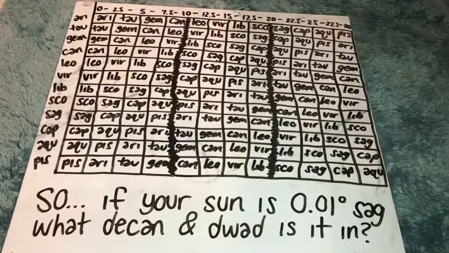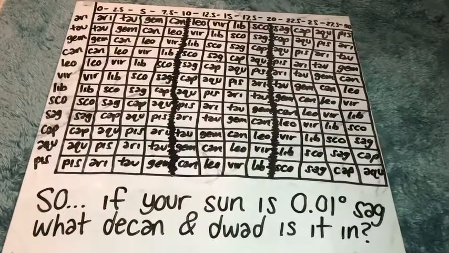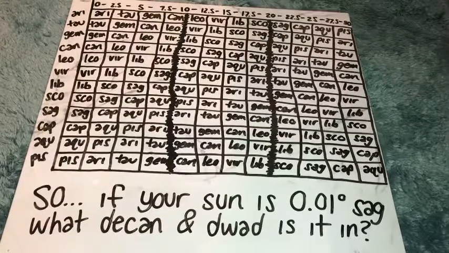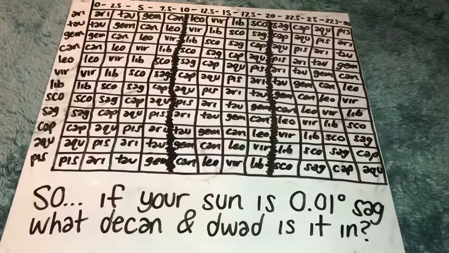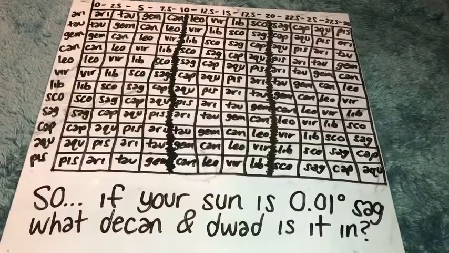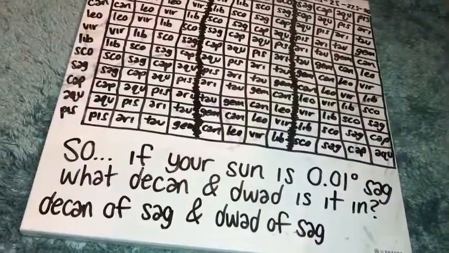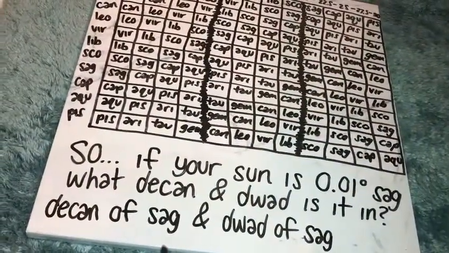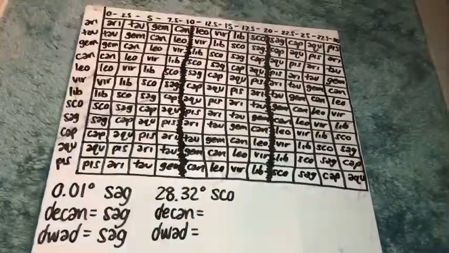Now it's time to do some practice to make sure you guys have this down pat. So my sun sign is actually 0.01 degrees Sagittarius using Western astrology. So what decan and dwad is it in? If you said the decan of Sagittarius and the dwad of Sagittarius, then you are correct. 0.01 degrees Sagittarius is in the decan and dwad of Sagittarius.